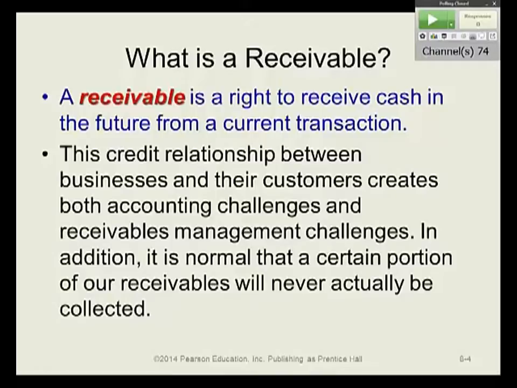Now, by definition, you should know what a receivable is, and you don't need to read this. It's simply a claim that you have against a customer. The customer buys the goods, they don't pay for it now, they promise to pay for it later. And this is known as buying it on account. The problem is that when you sell on account, there is a very good probability that you're not going to collect all of those receivables.